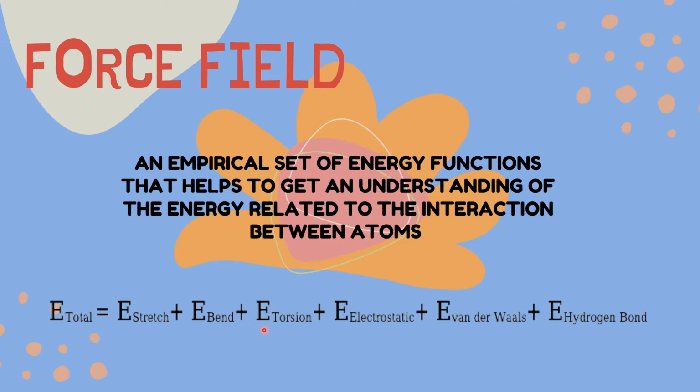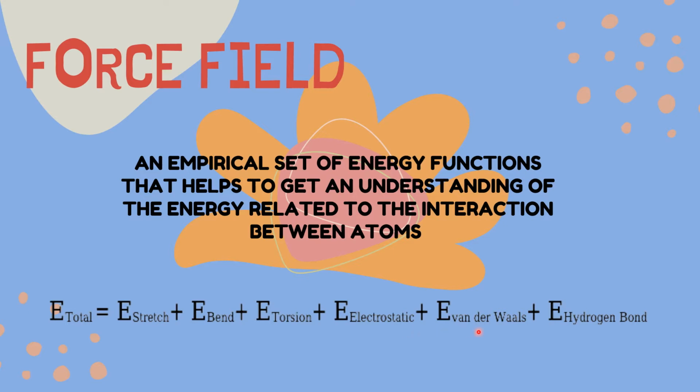The next one is the torsional term or E torsion, which originates through space and accounts for the rotation of covalent bonds. This approximation of this term can be done with the help of a series of geometric functions. Next is the electrostatic terms or E electrostatic. It is calculated using Coulomb's law with the inclusion of partial charge which are calculated by quantum mechanics.